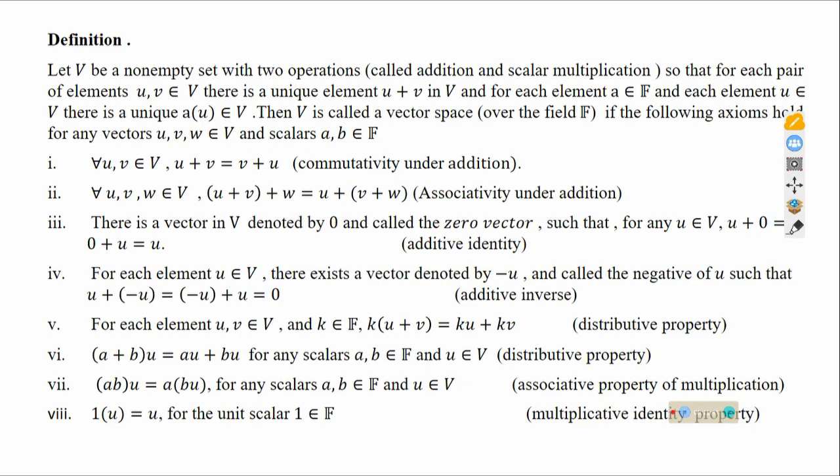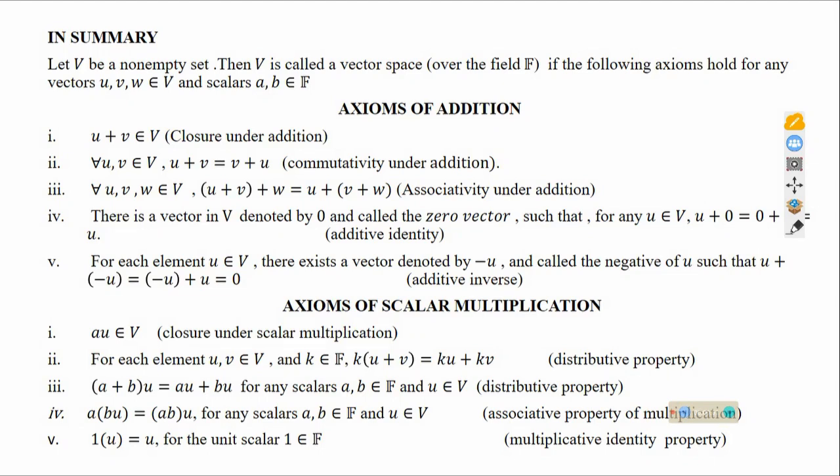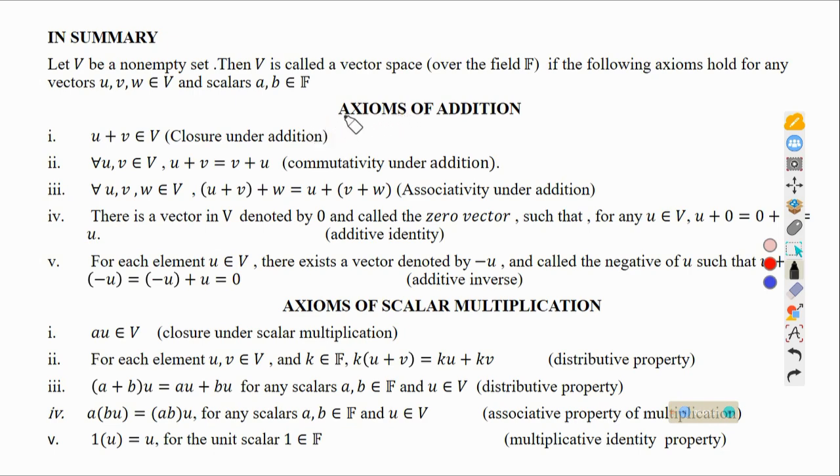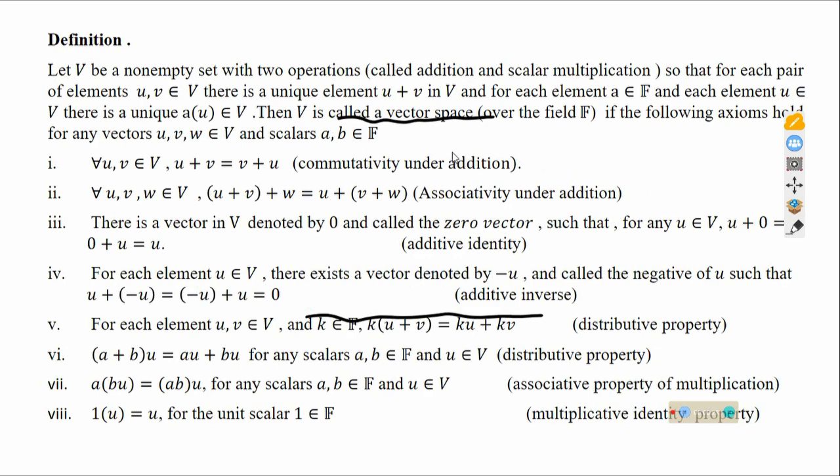So for any given non-empty set to qualify to be a vector space, 10 axioms must be satisfied. If one of them fails, then that given set will not be called a vector space. In summary, a non-empty set V is a vector space if all these 10 axioms are satisfied. We have axioms related to addition and axioms related to scalar multiplication. So to talk about a vector space, you must first define two operations on a given set: addition and scalar multiplication.